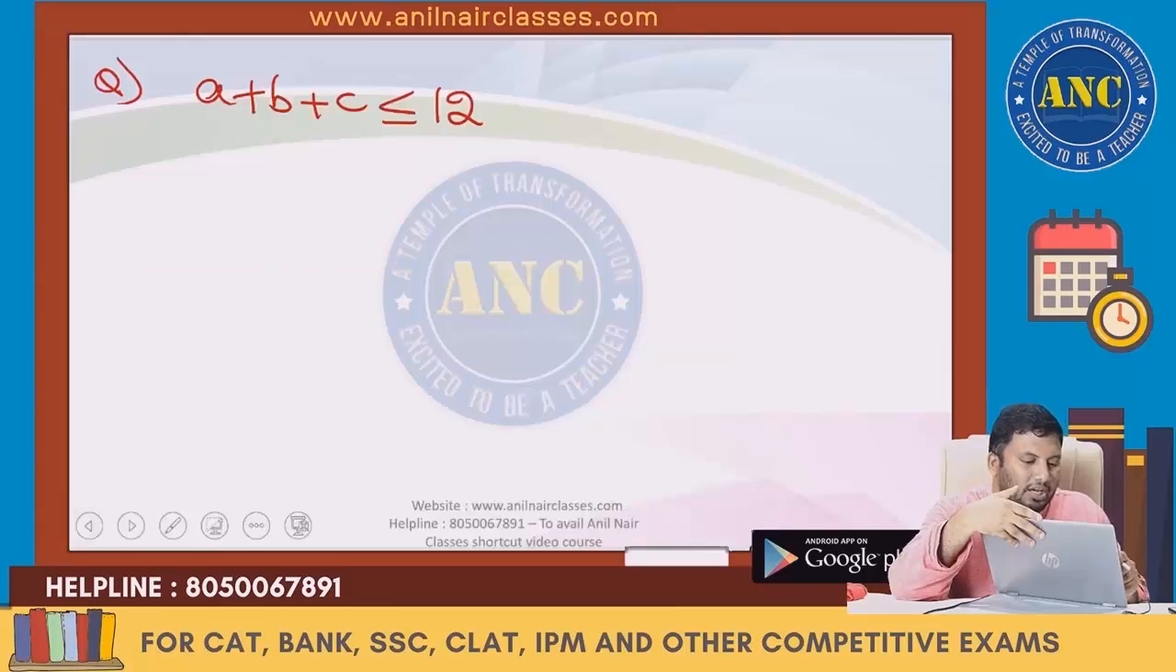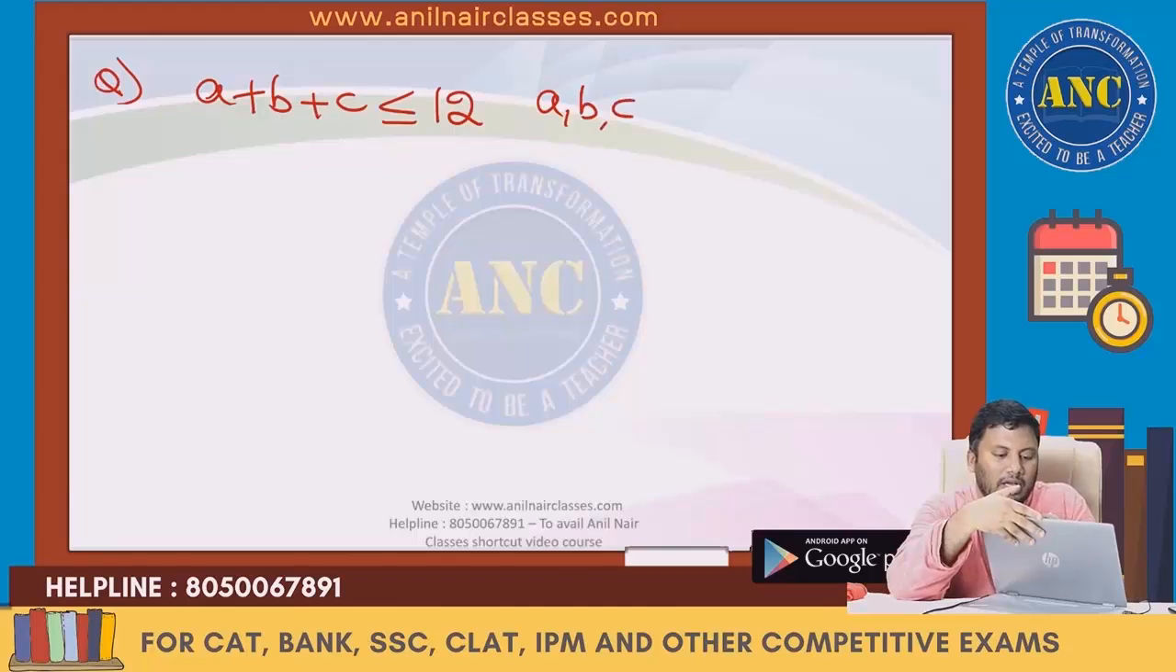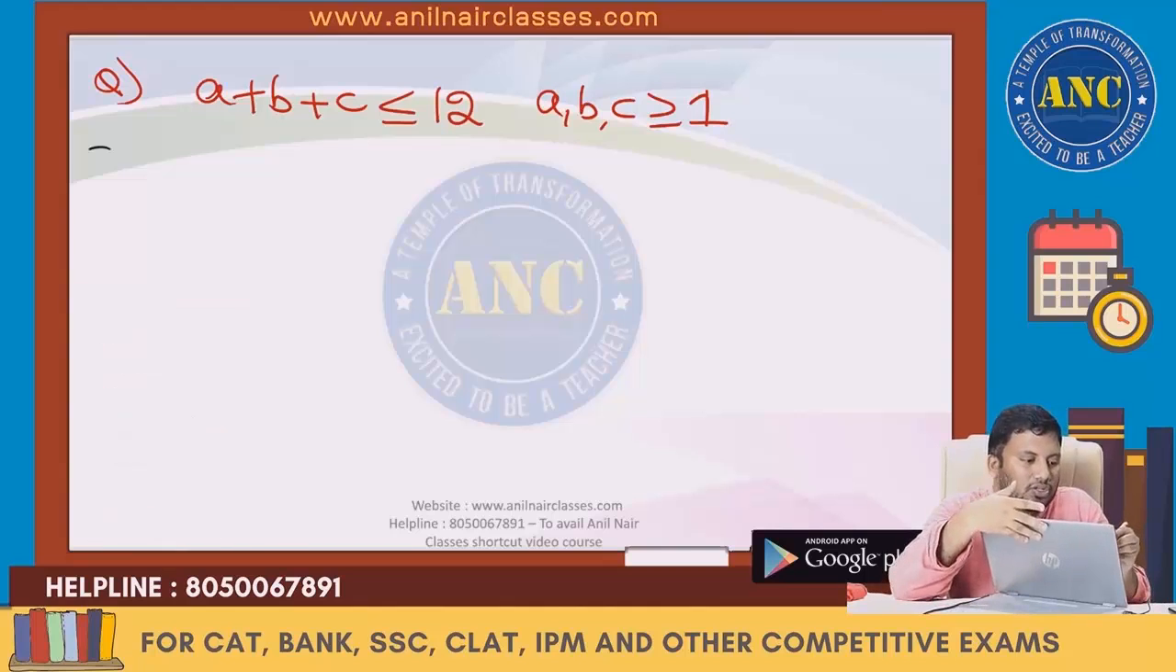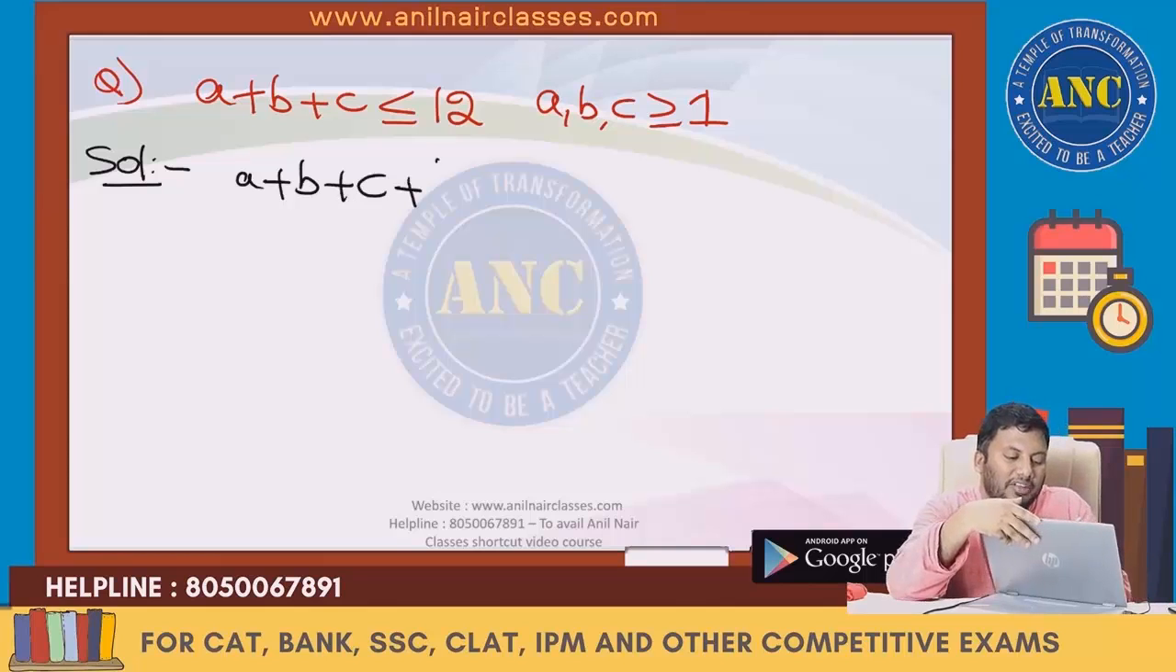Less than or equivalent to 12. A, B, C greater than or equivalent to 1. A plus B plus C less than or equivalent to 12. Solution: these are nothing but less than or equivalent to. That means A plus B plus C can take 12. If it takes 12, D value will be 0.